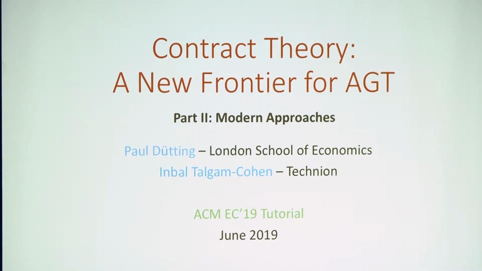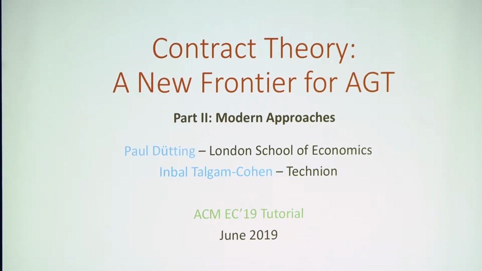So my name is Paul Dütting. I'm an associate professor in the Department of Mathematics at London School of Economics. And I want to cover the second half of our tutorial on contract theory, a new frontier for AGT. So by the way, are you hearing me all right?